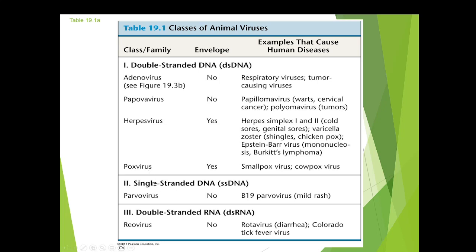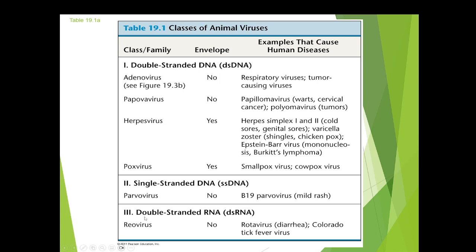Class 2 is single-stranded DNA. And so here, this is an example of that. It causes a mild rash. And single-stranded DNA is a little bit less common. So we have lots of double-stranded DNA, not much single-stranded DNA.